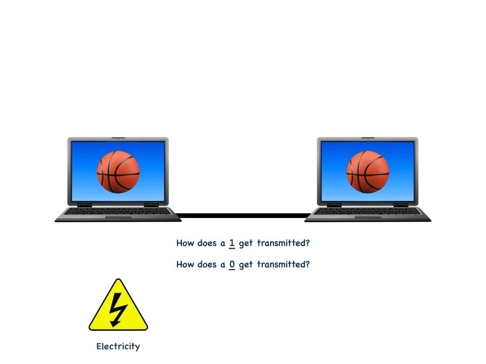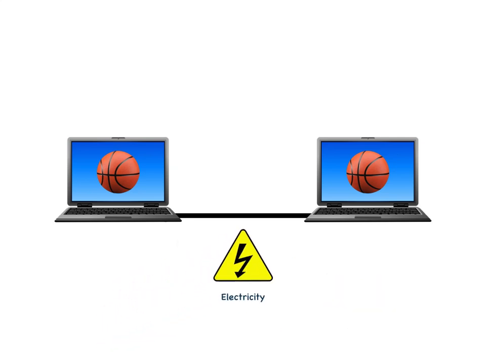The next question we'll explore in this video is how exactly does information get transferred from one computer to another? How does a 1 get transmitted? How does a 0 get transmitted? There are three types of hardware that's used to transmit ones and zeros from one computer to another: electricity, light, radio waves. First, we'll talk about electricity.